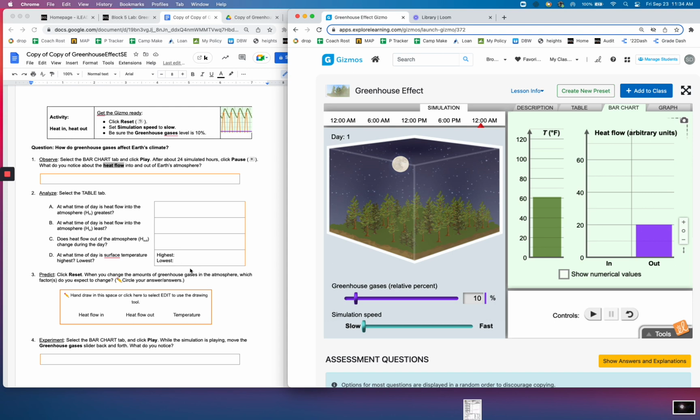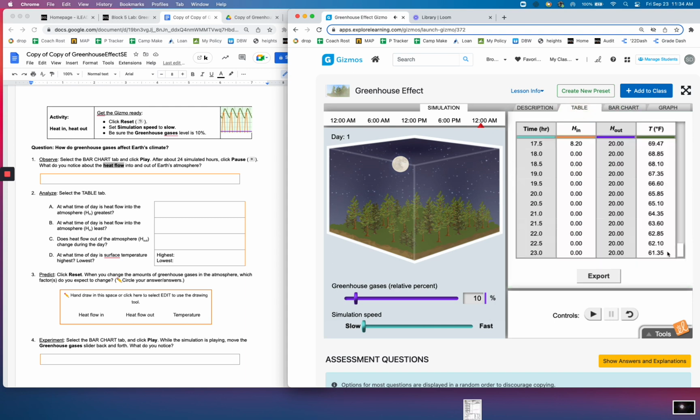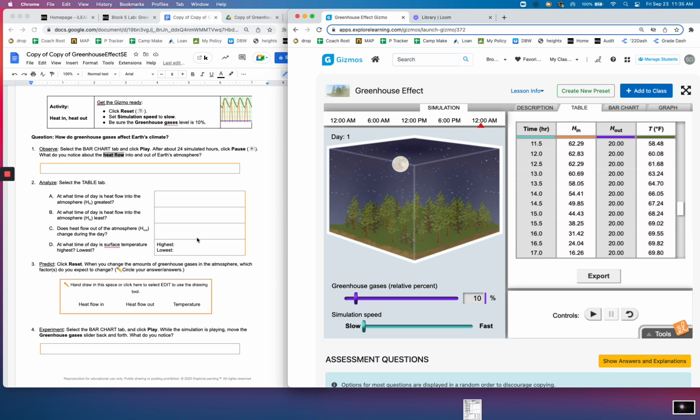This hasn't changed. Okay. Now we're going to select the table tab, and if I scroll up, you can see this is the time. This is 12 midnight, 12 a.m. This is 12:30, 1 o'clock, 1:30. We're going to look in these different columns and see if you can answer the question: what time of the day is the heat flowing into the atmosphere greatest? Look in this column and see what time the most heat was coming in. You're going to try and find the largest number and see what time that was. Then you'll use this table to answer the rest of the questions.